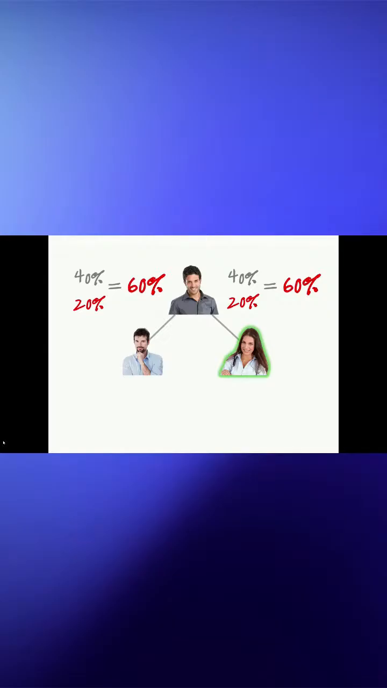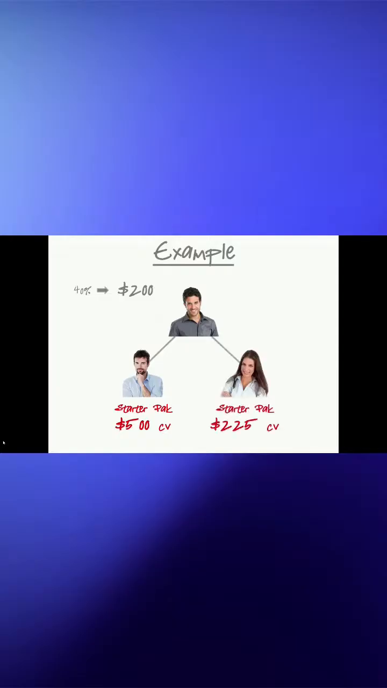Let's look at a concrete example. Let's say that your first distributor started with a starter pack with $500 in commissionable volume. You would receive 40% or $200 in first order bonus. Your second distributor chooses a starter pack with $225 in commissionable volume, and you receive 40% or $90 in first order bonus. But once again, that's the second distributor. You receive an extra 20% or $45 in this particular example for $135 instead of $90.